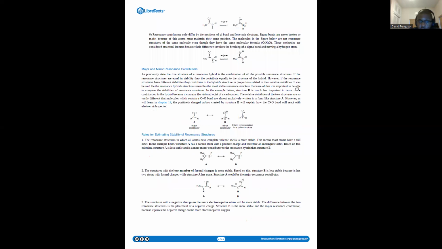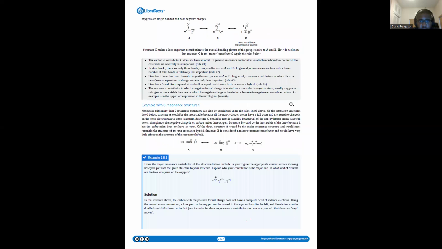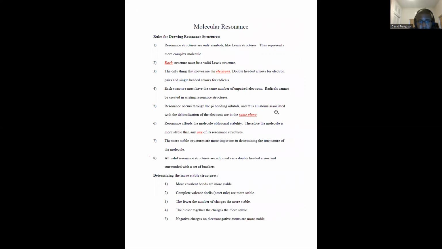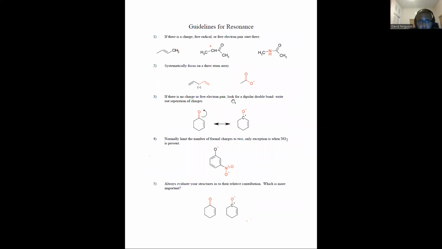Least formal charge, we do the same thing again, just use the associative framework that we have in our mind based off the facts and ideas we've already discussed. So these are more rules for determining resonance. Just keep this in your mind.